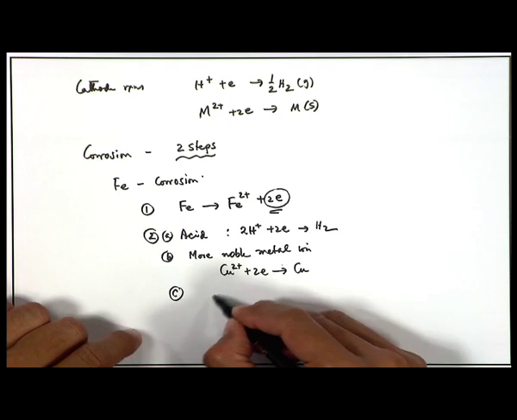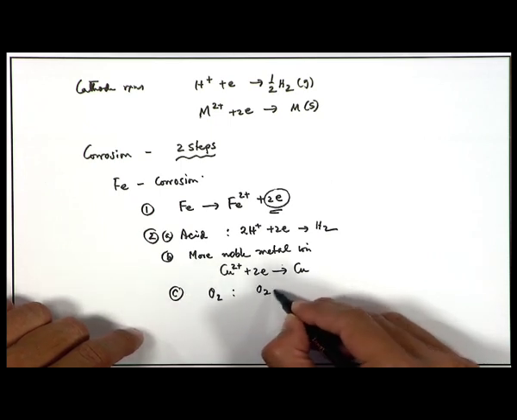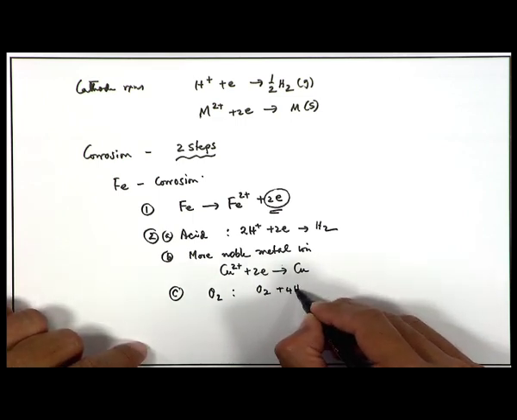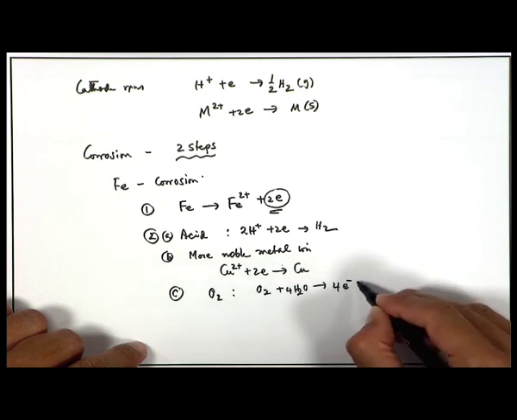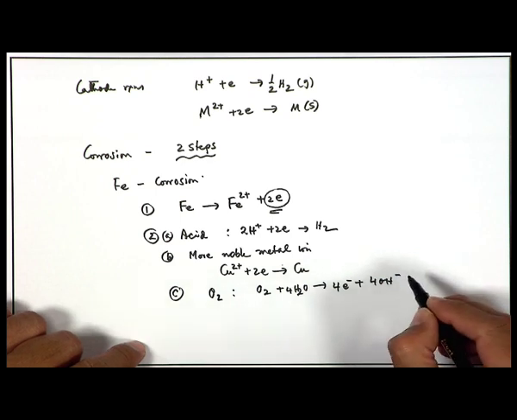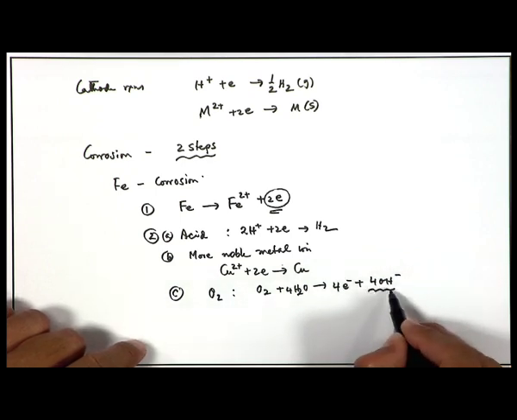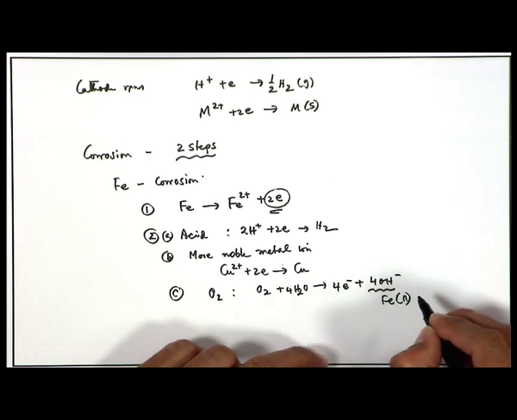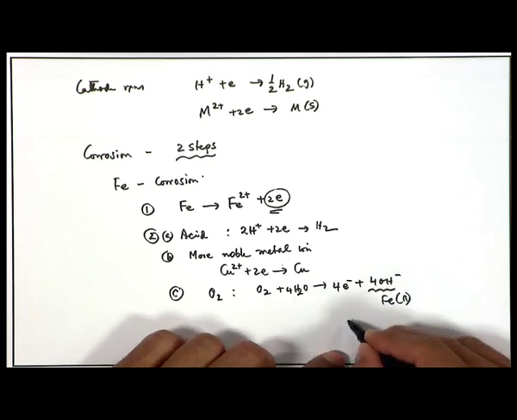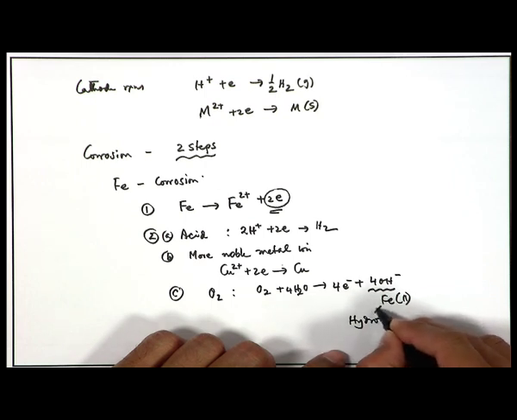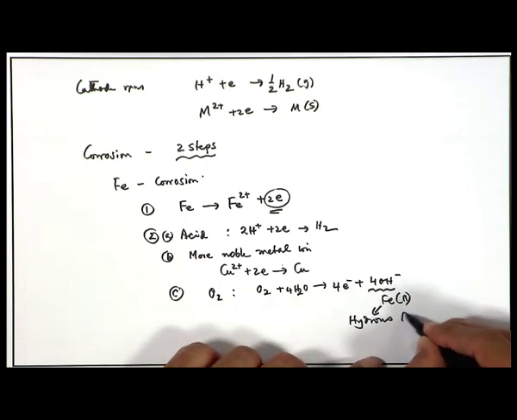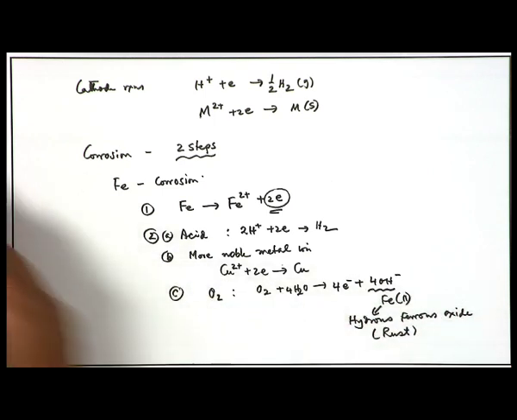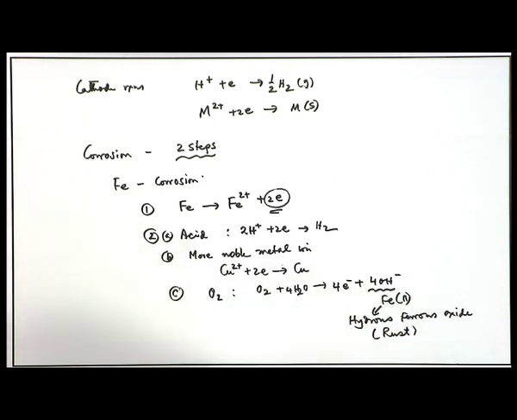Or maybe even if there is oxygen, and this oxygen is available in air. So O2 can again create an additional trouble like this: O2 plus 4 water, that produces 4 electrons plus 4 OH minus. And this OH minus will combine with iron 2 plus to produce hydrous ferrous oxide, which is called the rust. So the surface will look bad.